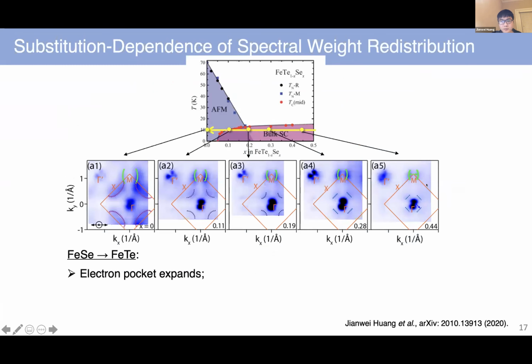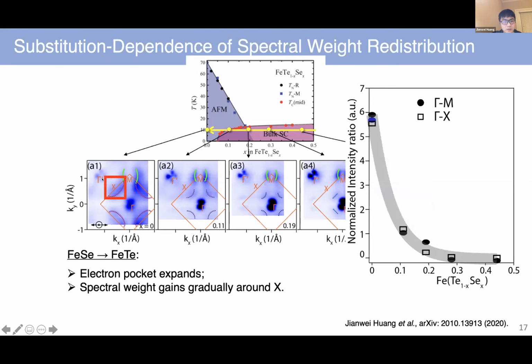We plot this systematic evolution of the Fermi surface. First thing we see is that the electron pockets expand from iron selenium to iron tellurium. Then we find that the dxy orbital spectral weight gradually evolves into the spectral weight around this X point. To quantitatively extract this spectral weight evolution, we integrate the spectral weight inside this rectangle, and we plot the spectral weight evolution here. The evolution is really reminiscent of the effective mass evolution we have shown before. So this really shows us that iron tellurium is in proximity to the OSMP state.